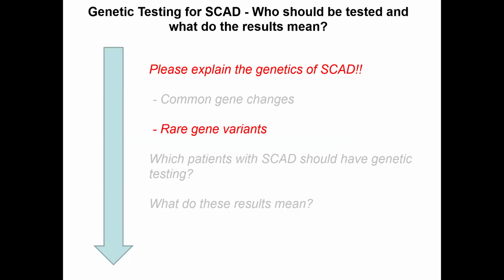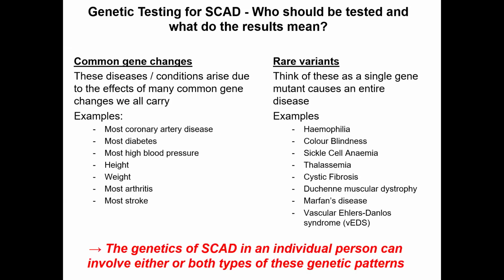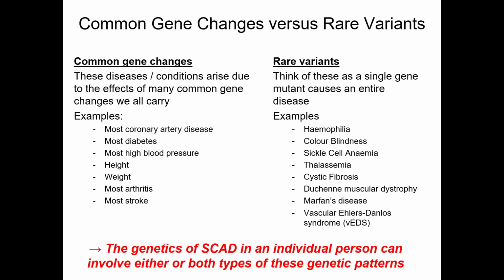Let's move on to talk about rare variants. Rare variants, as we said, are these single gene mutants that cause an entire disease. And these are much less common than the common gene changes. These are associated with diseases like hemophilia, color blindness, Marfan's disease, and vascular Ehlers-Danlos, as we've already said.